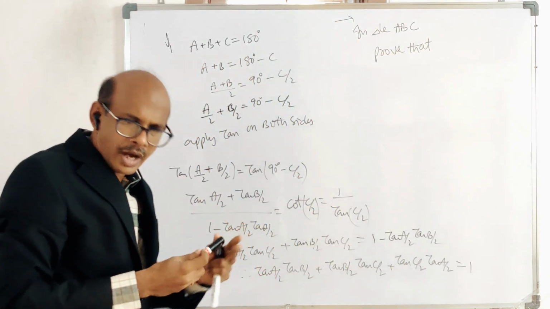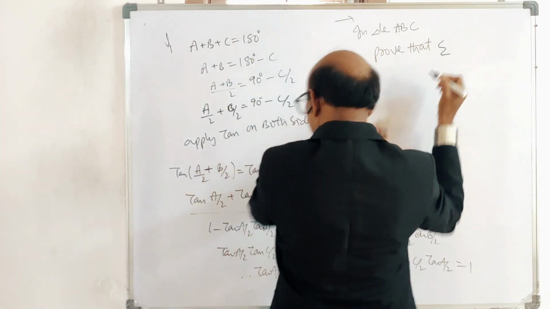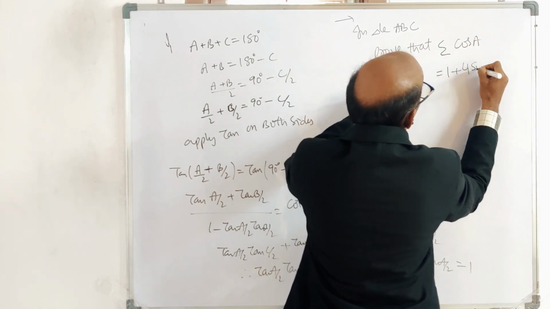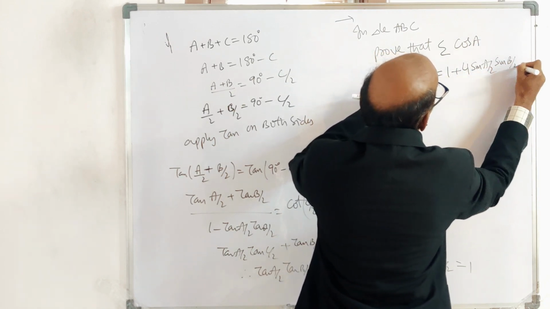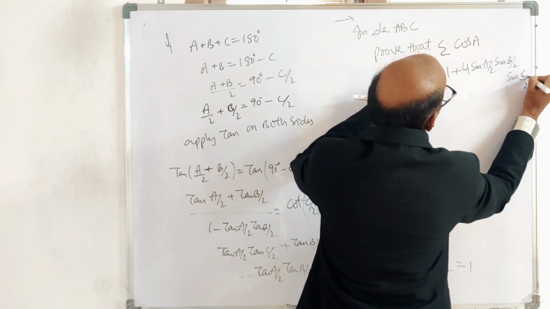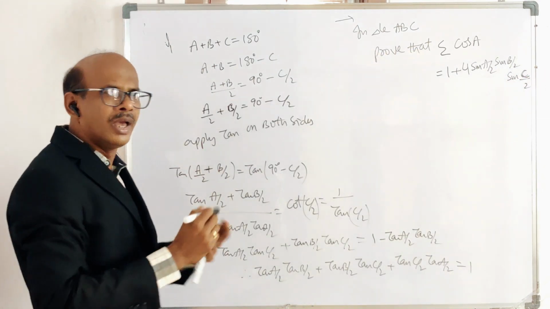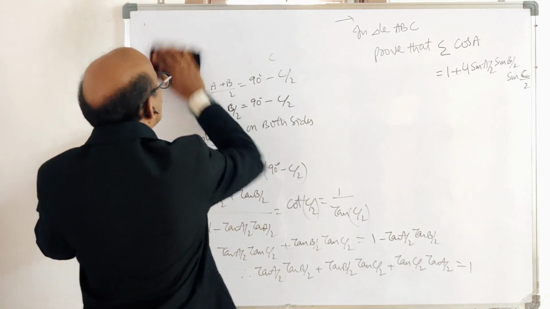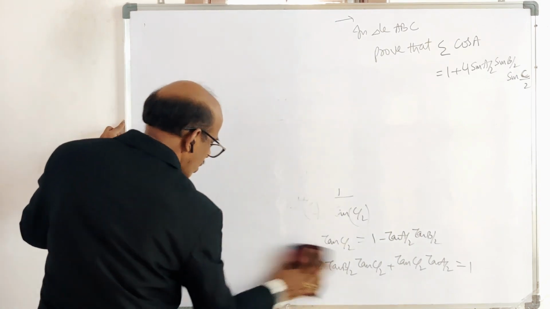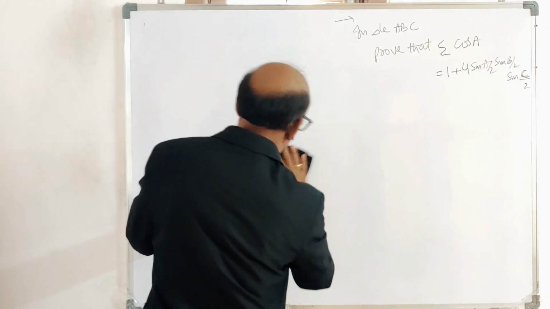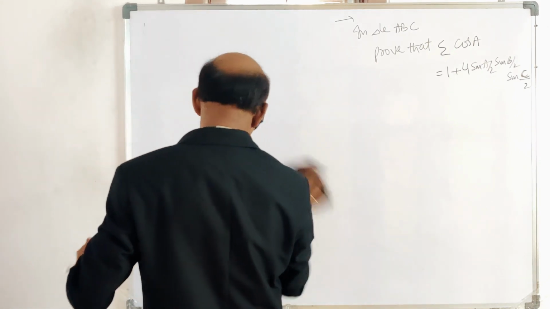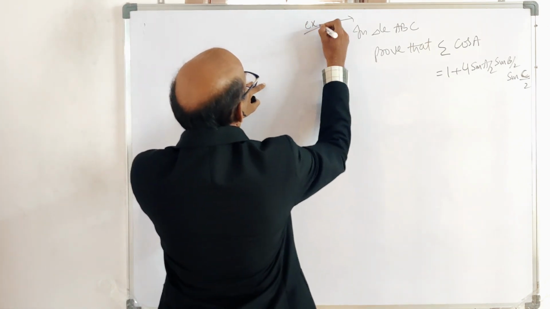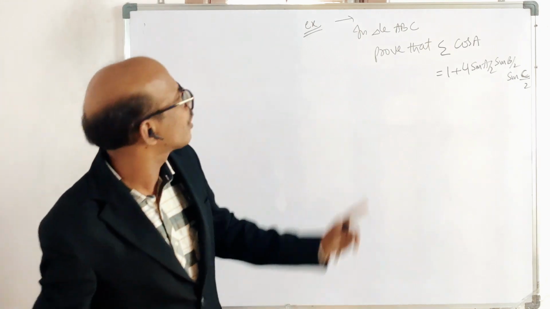Next example in conditional identity in a triangle: prove that sigma cos A equals 1 plus 4 sin A by 2 sin B by 2 multiplied by sin C by 2. I think you got my point. Here, concentrate. Only your serious observation is required in conditional identity. Another example in triangle.